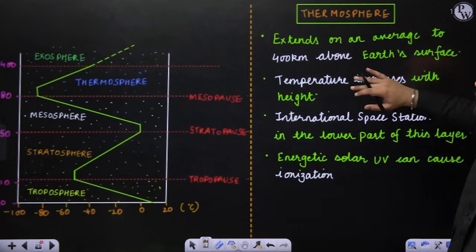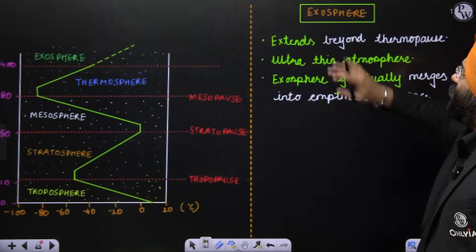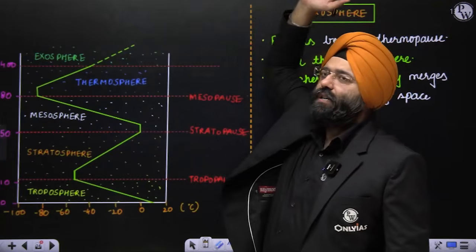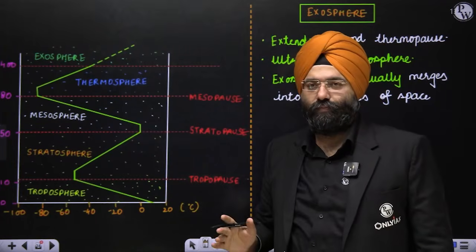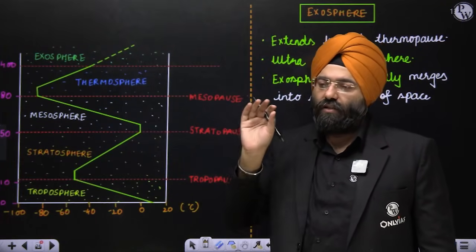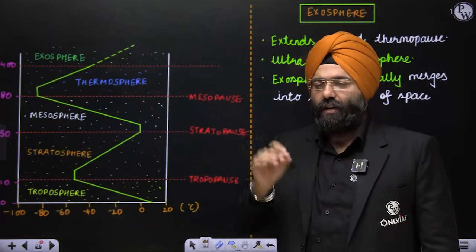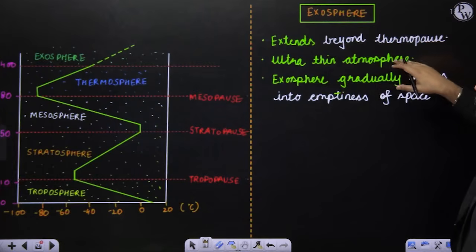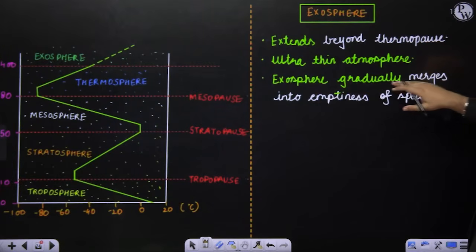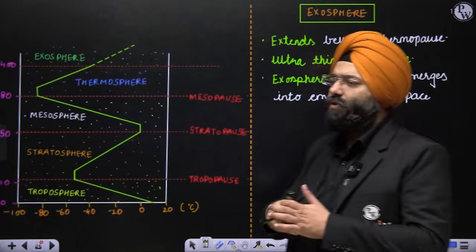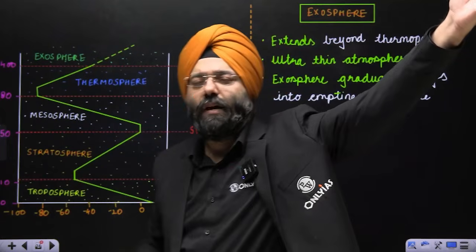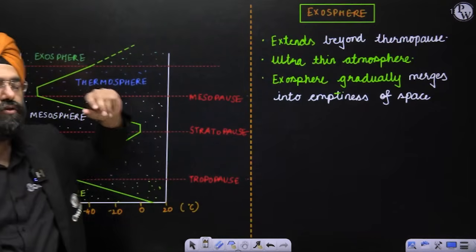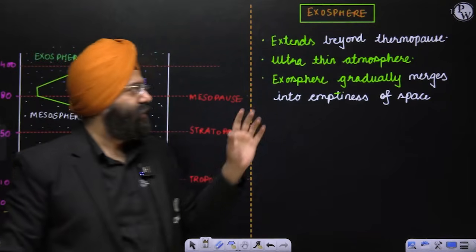Now the important thing that comes next is the exosphere. This exosphere is basically above 400 kilometers, and you can take it up to 10,000 kilometers also. This is one layer where we have the least knowledge, least understanding also. It extends beyond the thermopause, an ultra thin layer. The exosphere gradually merges into the emptiness. So this is one layer which is basically merging into the emptiness of space. Whatever is above the thermosphere is considered exosphere. Clear? So this is the exosphere.